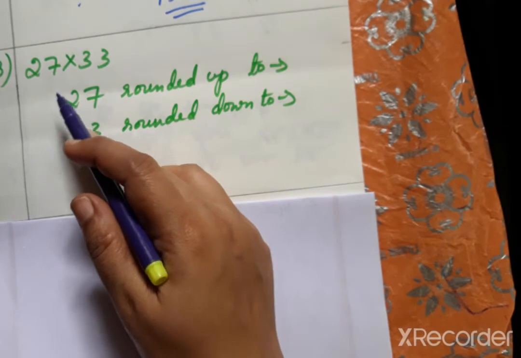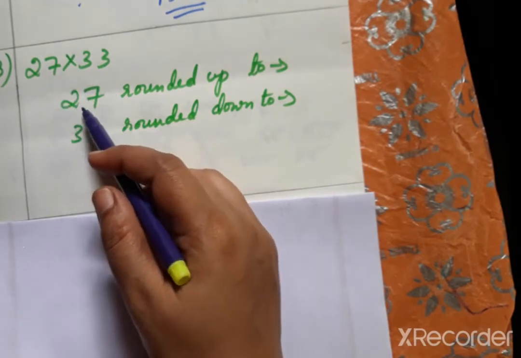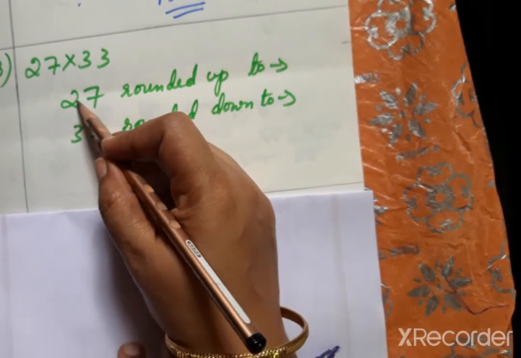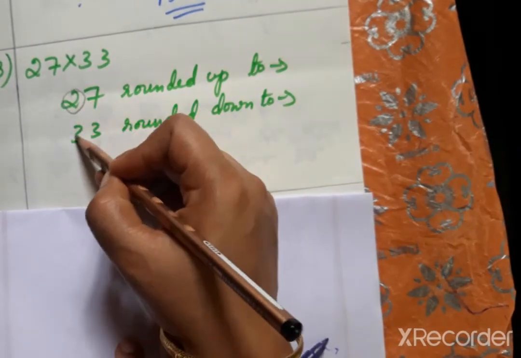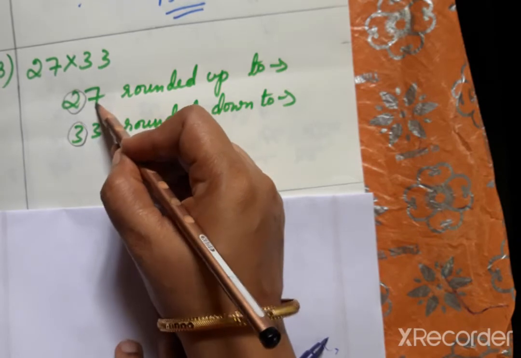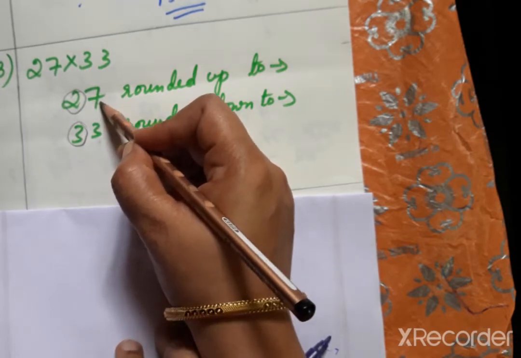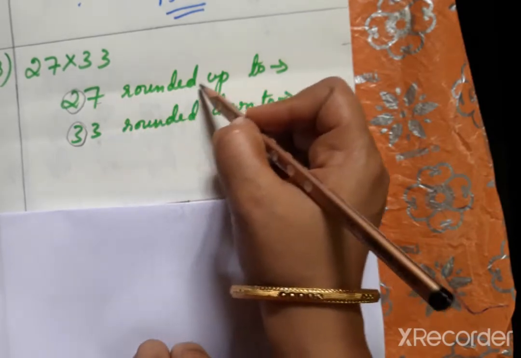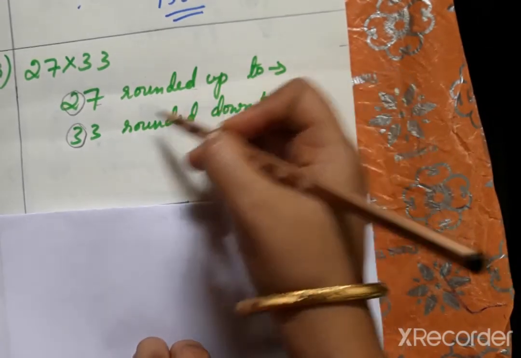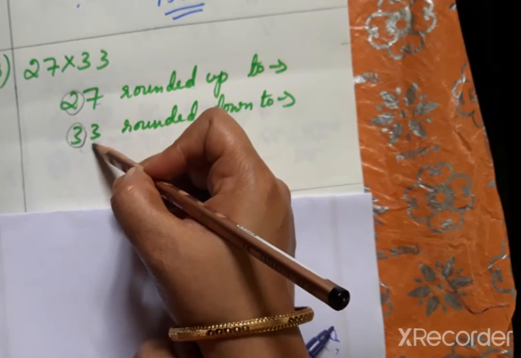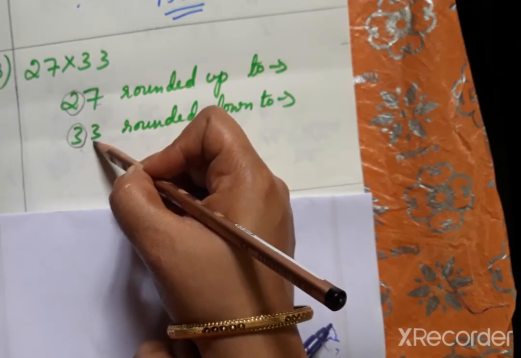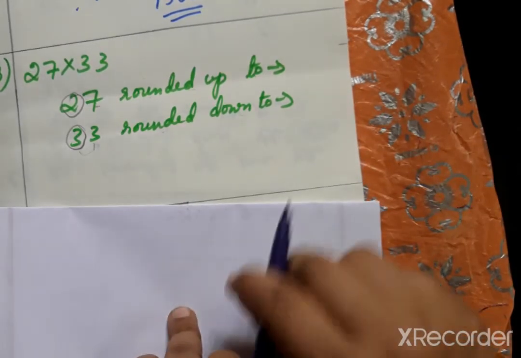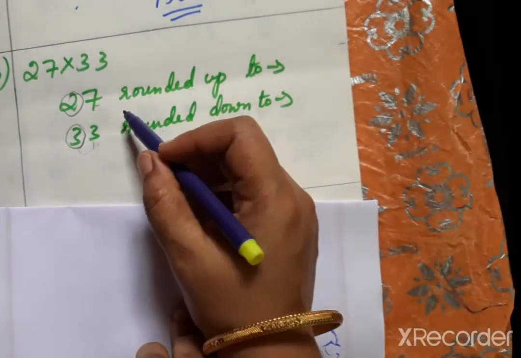Now third question, 27 into 33. So for 27 we have to check whether to round up or down. Here in the tens place we are rounding, and in the ones place we are checking. Knock next door and ask, do you have 5 rupees or greater than 5? So here 7 is greater than 5, which means round it up, then write the sentence, round it up. And for 3, we knock next door and ask, do you have 5 rupees or greater than 5? Here it is less than 5, so it is rounded down. So here 7 is rounded up now.